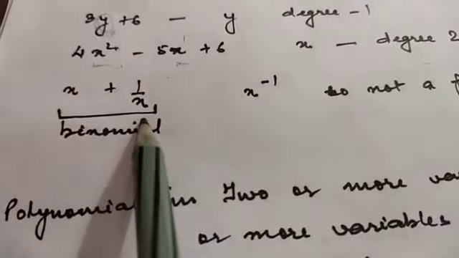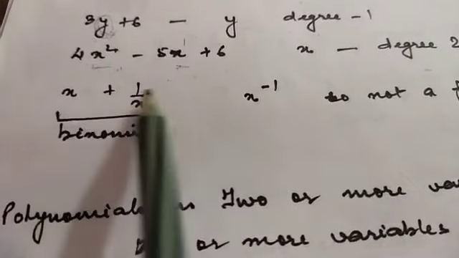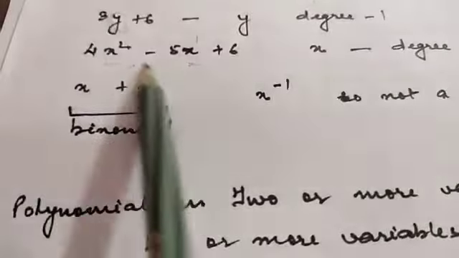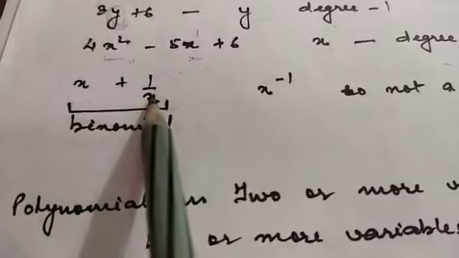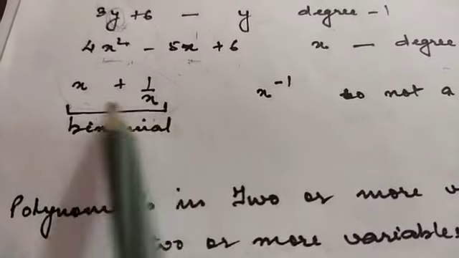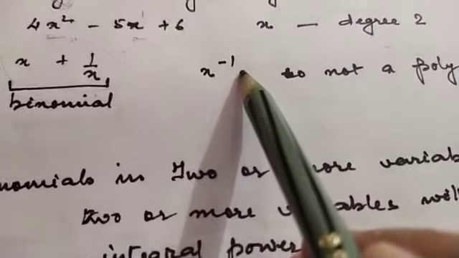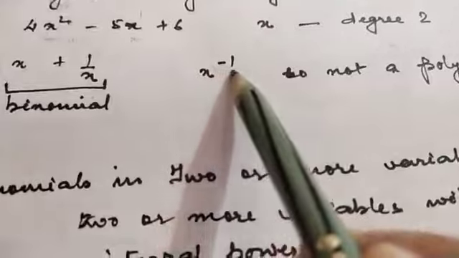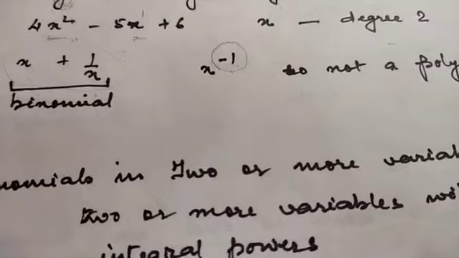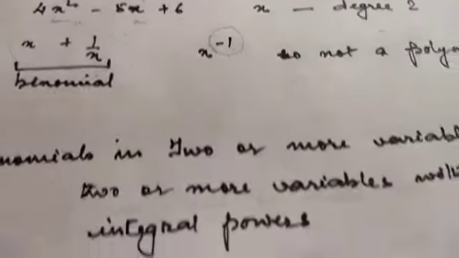x plus 1 by x. X plus 1 by x is a binomial because it has two terms. But it is not a polynomial. Why? Because 1 by x is equal to x raised to the power minus 1, and any variable which carries a negative integer as its power is not a polynomial. Clear?